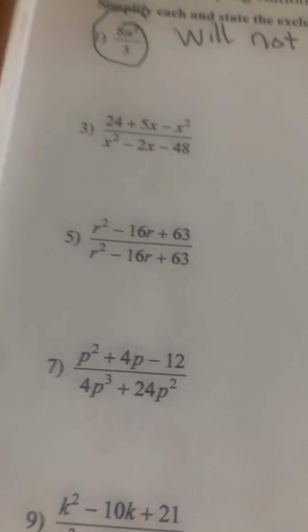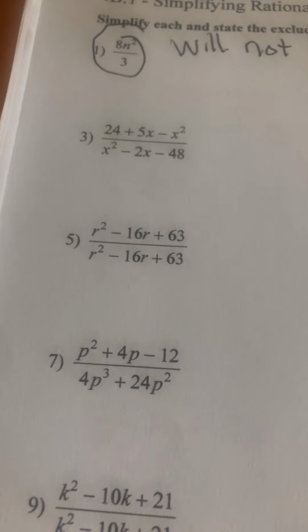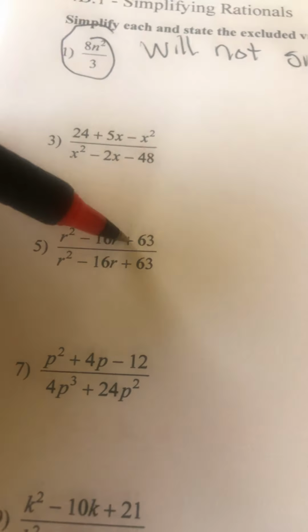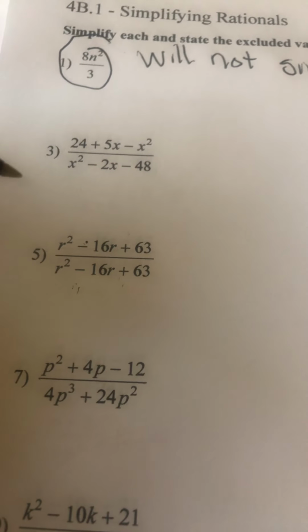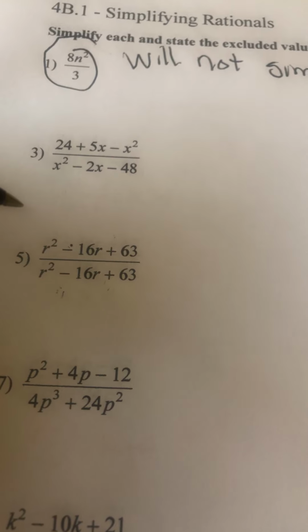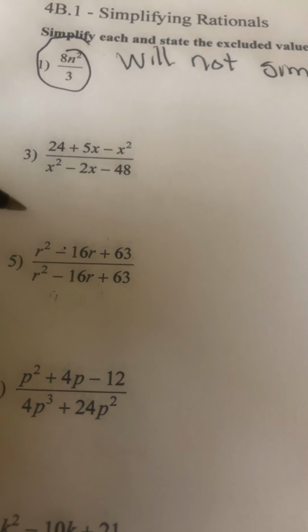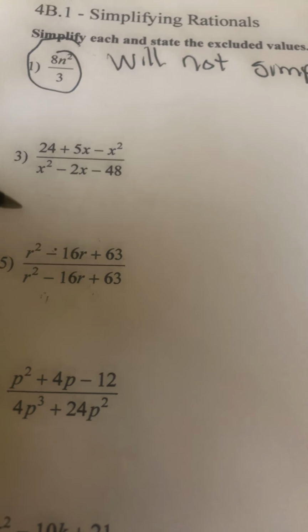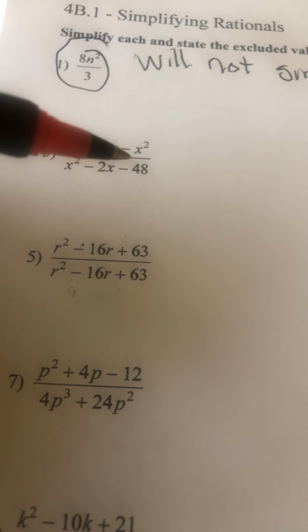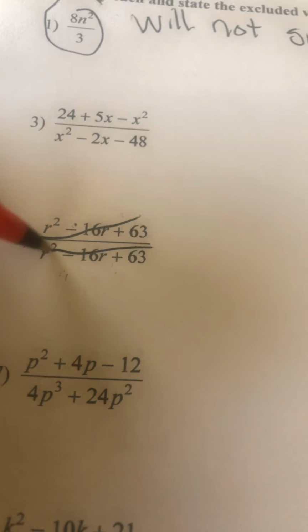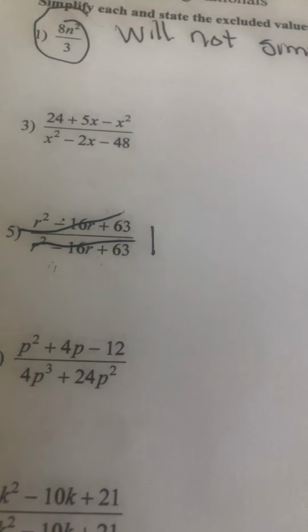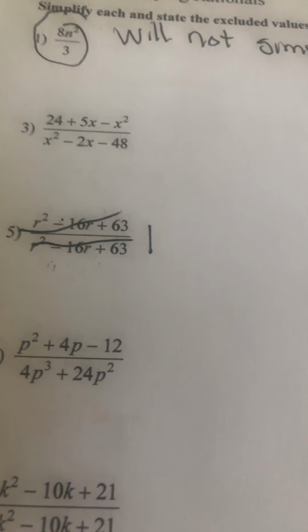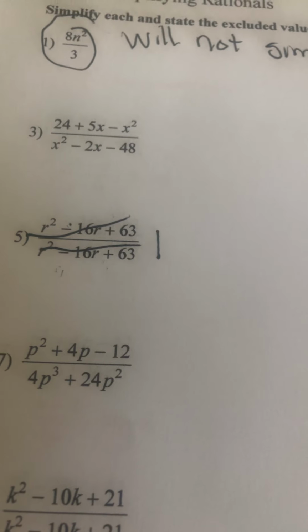Now we're going to come over here to number 5. We're going to come back to 3 in a minute. For number 5, we have positives for our third terms and negatives for our second term. I want you to look at these two here. These two are exactly the same. Because they are exactly the same, that means we can just cancel them out. But our answer isn't 0, it's 1, because anytime you divide a number by itself, it just equals 1.